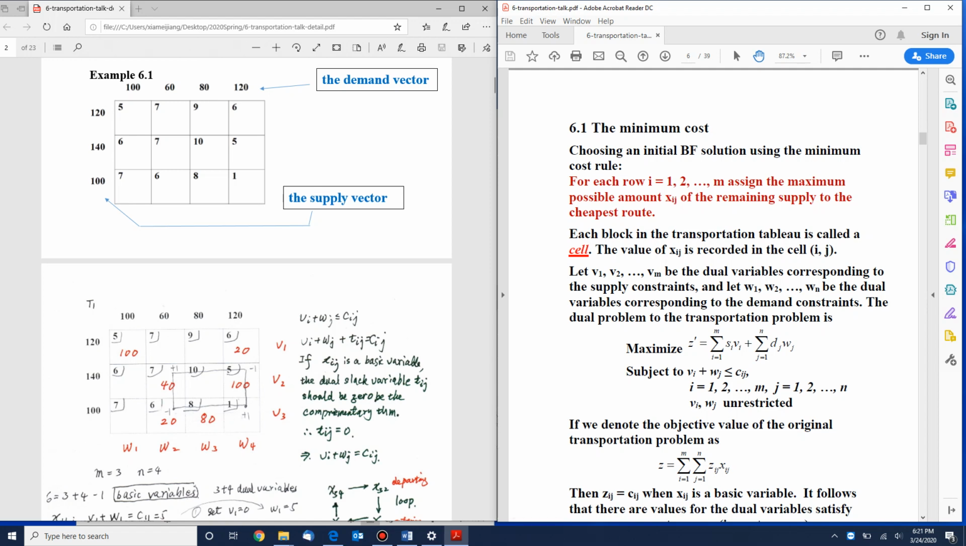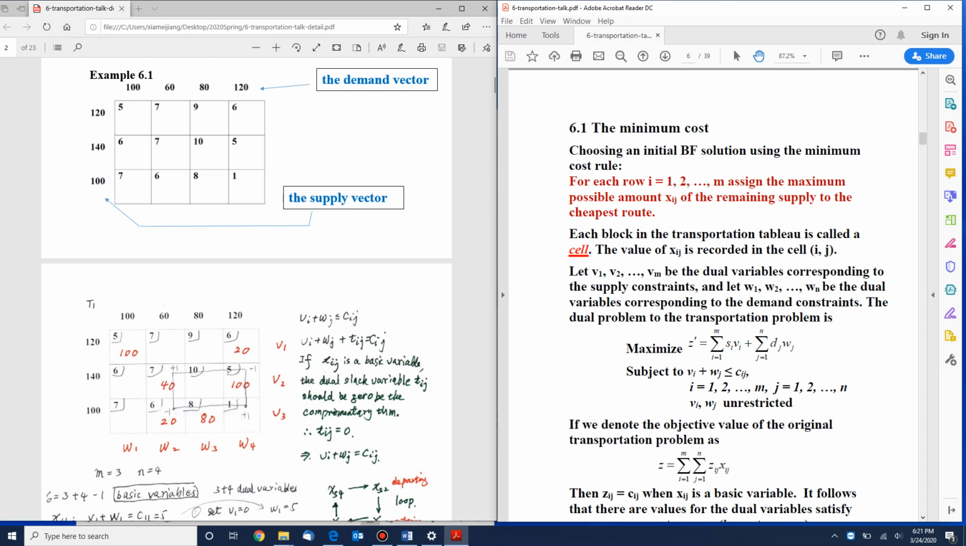how to distribute these commodities into different markets. So this one, if you read the right side, each block in the transportation tableau is called a cell, right? So for the value of xij, each cell we can use xij to represent. So this cell is recorded in the cell ij.